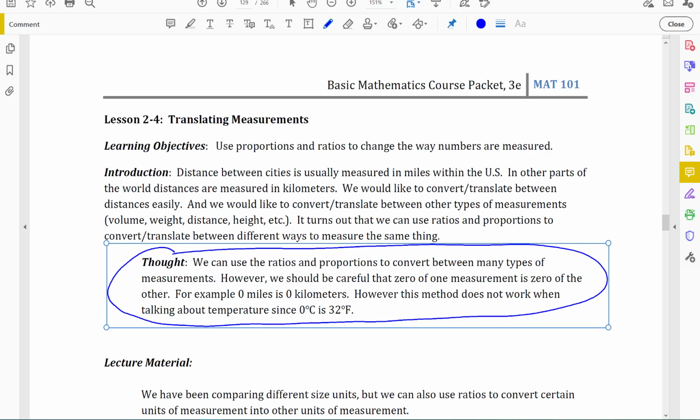There's an important note in the thought here in the middle of the page that basically is saying that we have to make sure that when we do this conversion that 0 means the same thing for each type of unit. 0 inches, 0 feet, 0 kilometers, they all mean the same thing, so the method we use with ratios and proportions works. But for things like temperature it doesn't, because 0 degrees in the Fahrenheit scale is a different temperature than 0 degrees in the Celsius scale. They mean different things. For most units, 0 means the same thing, but not all, so it's just something you have to be a little bit careful of once in a while.